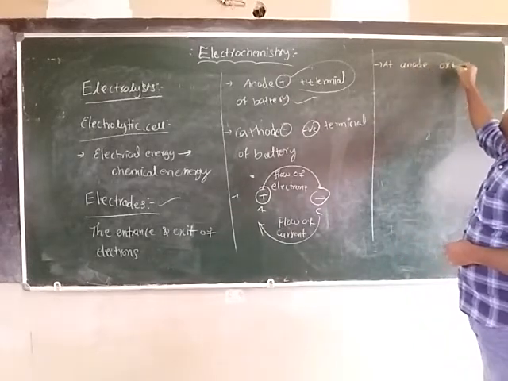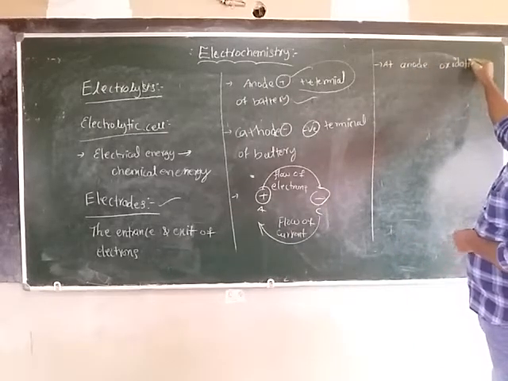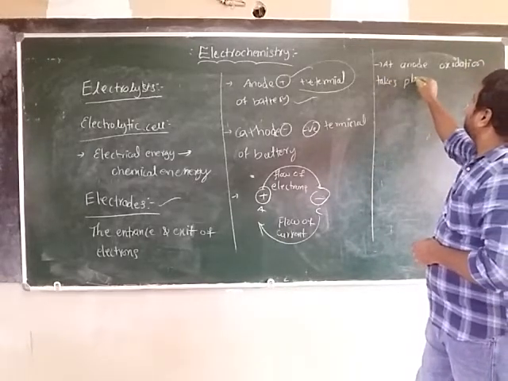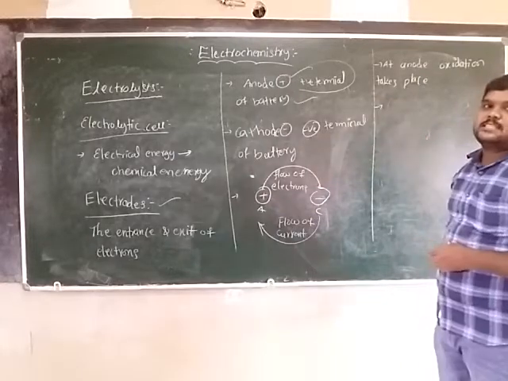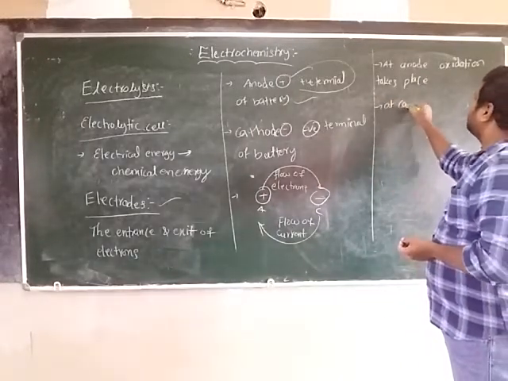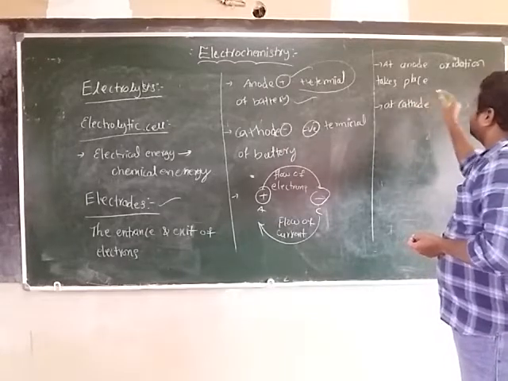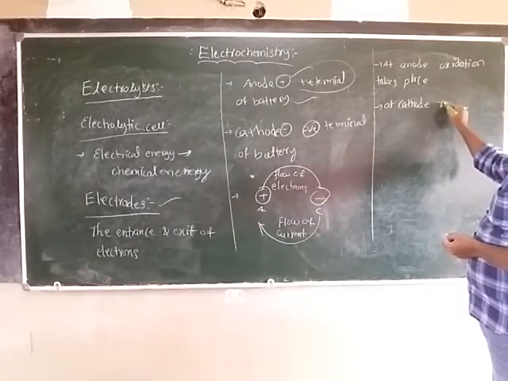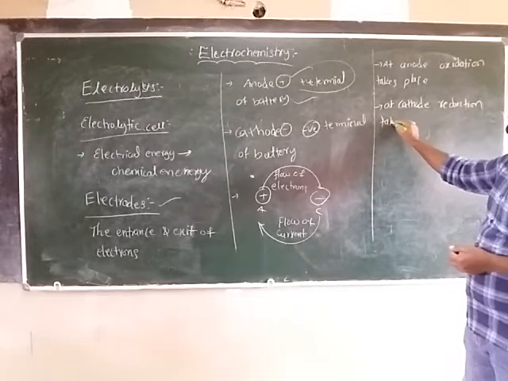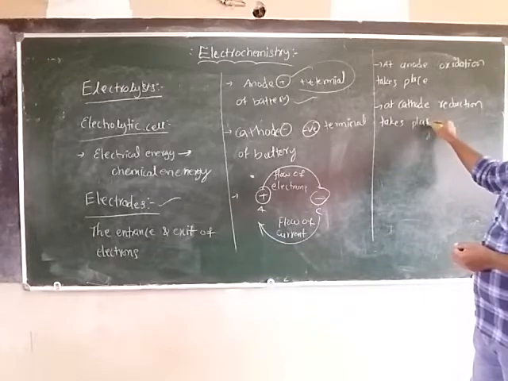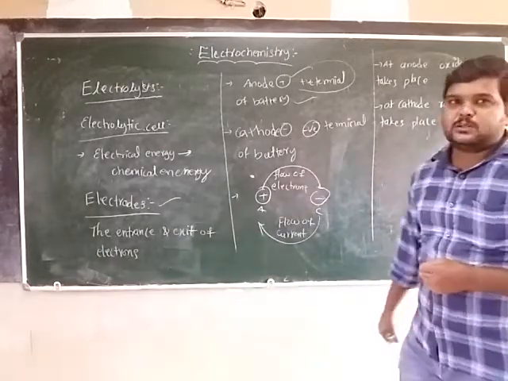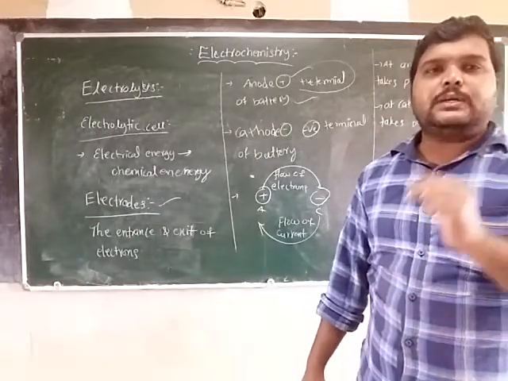Now, at the anode, oxidation takes place, meaning losing of electrons. At the cathode, reduction takes place, meaning gaining of electrons. Is it clear? There are also two types of electrodes.